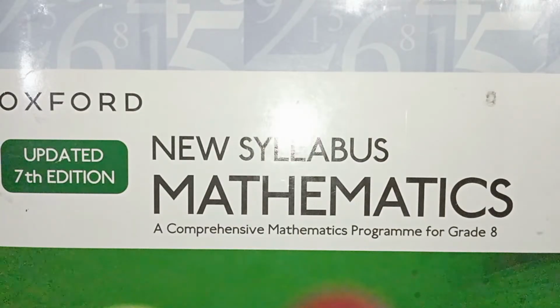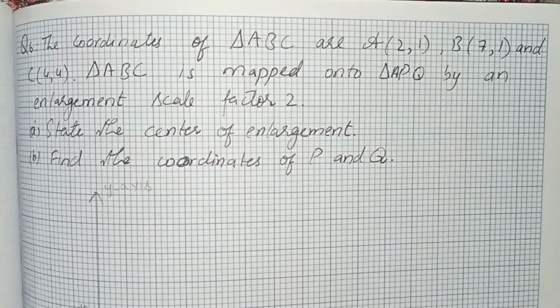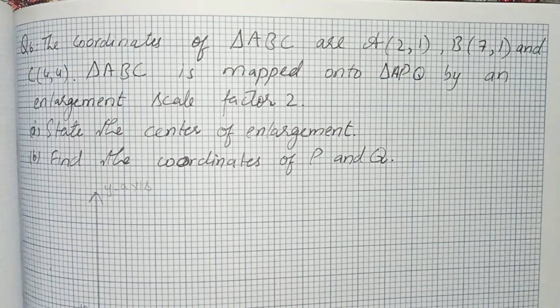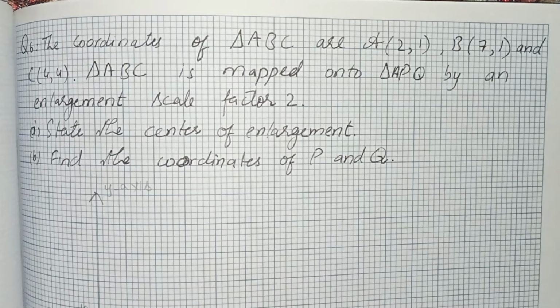This is the book D3 updated 7th edition, and today we will do exercise 12b and question number 6 to 8. Let's start, students. Question number 6: the coordinates of triangle ABC are given. Triangle ABC is mapped onto triangle APQ by enlargement scale factor 2. In part A we have to find the center of enlargement, and in part B we have to find the coordinates of P and Q.